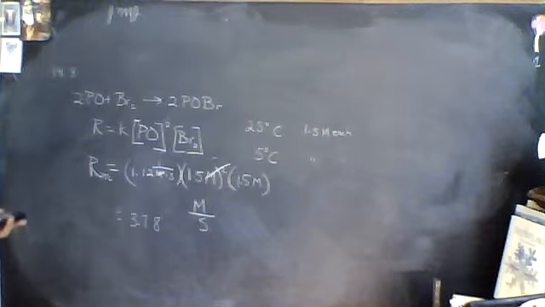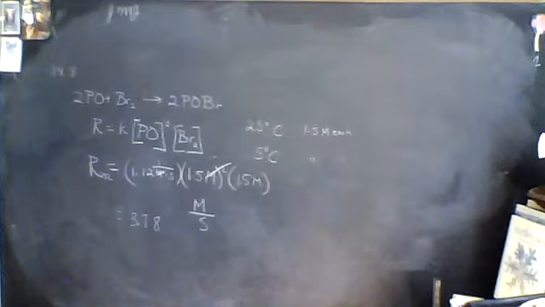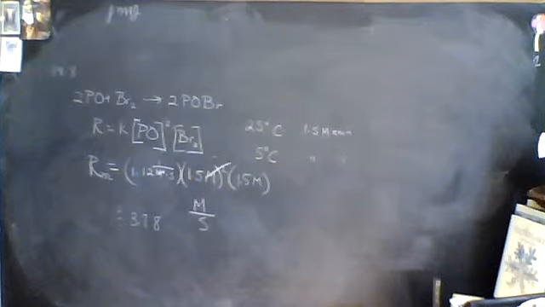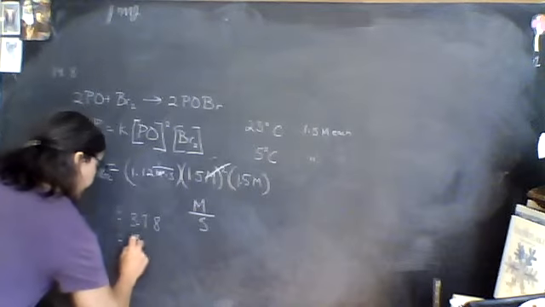How many significant digits should I have in this number? 2. That's right, because I only have 1.5, so that's 2 significant digits. So I'm going to record it as 3.8 molarity per second.